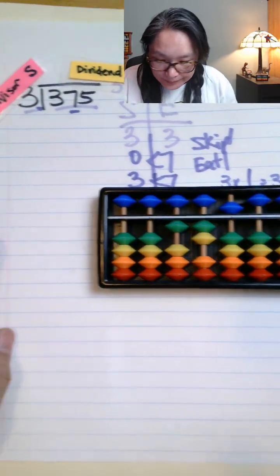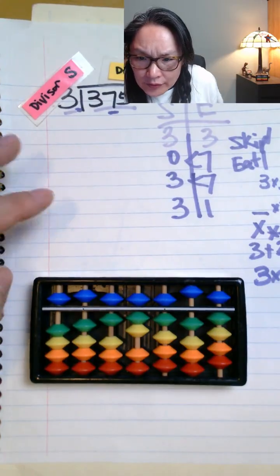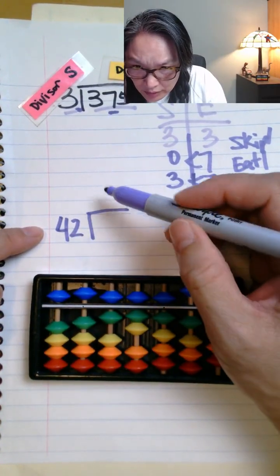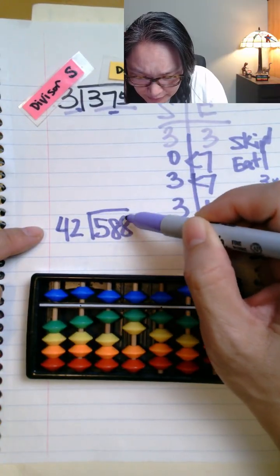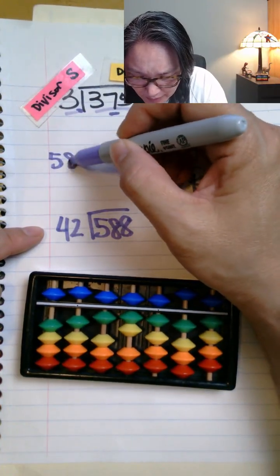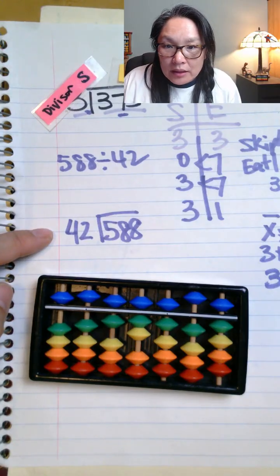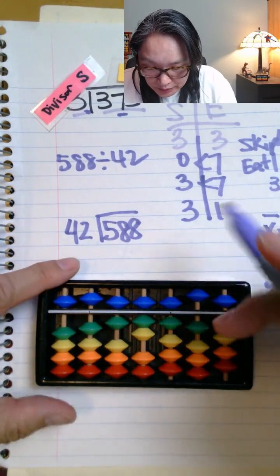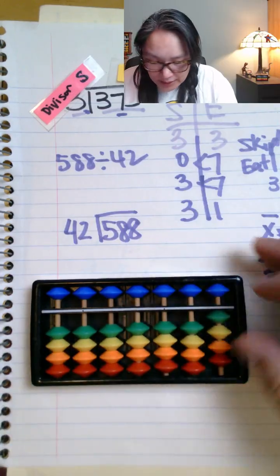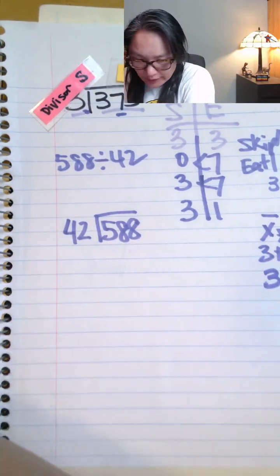Okay, are we ready? 588 divided by 42. We could do it this way, it doesn't matter how we write it, as long as we write it. Doesn't matter, right? We're okay with that? So again, 3 and 2. I need to use my other abacus because I don't have enough beads, I don't have enough columns to work it. So that's why I have this one.